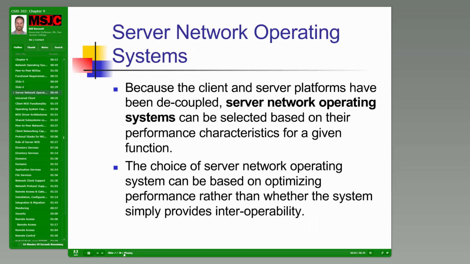Because the client and the server platforms have been decoupled, server network operating systems now can be selected based on their performance characteristics for a given function. In other words, whether they're a web server, a mail server, an FTP server, a database server, or a directory services server. And there's many other possible types of servers as well.